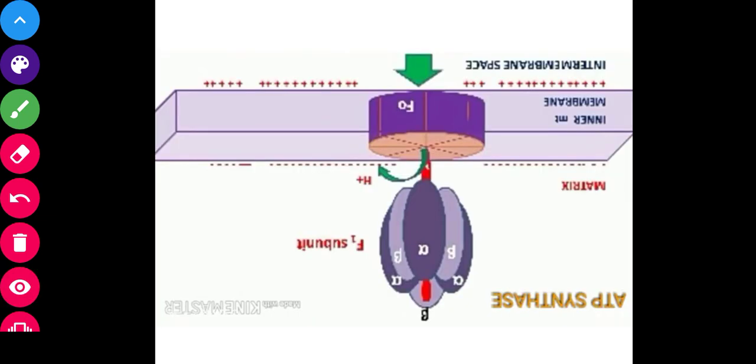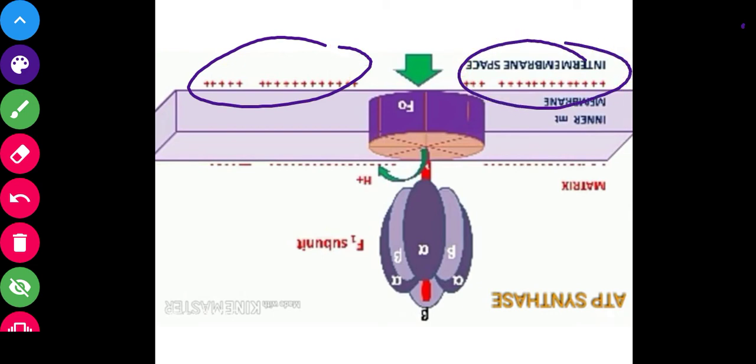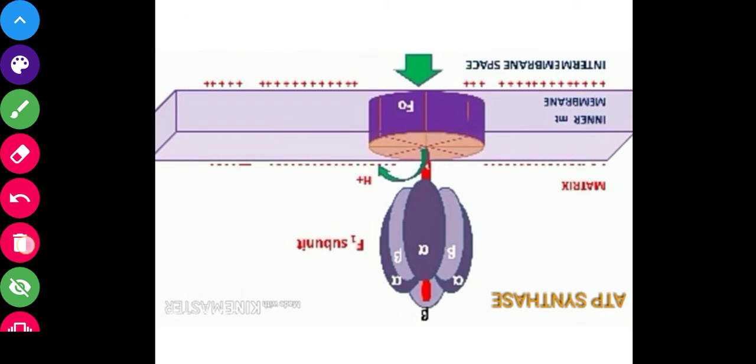Next, I need to explain a little bit about the ATP synthase complex. This is the figure of the ATP synthase complex. Here the proton gradient is established in the intermembrane space. The protons try to push into the matrix, but unfortunately the inner mitochondrial membrane does not allow it, because it is impermeable to protons.